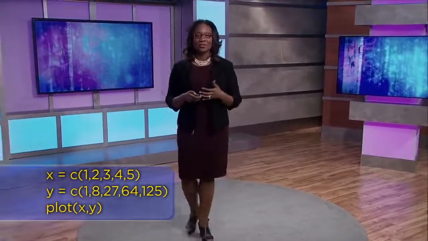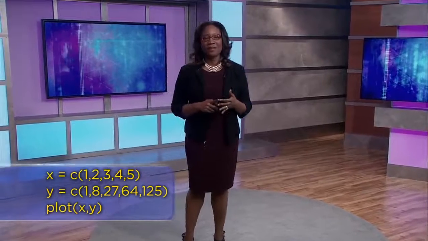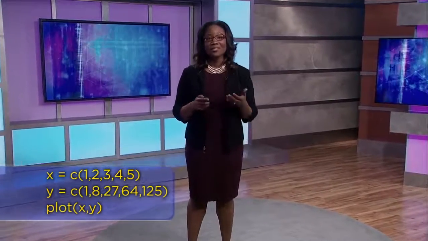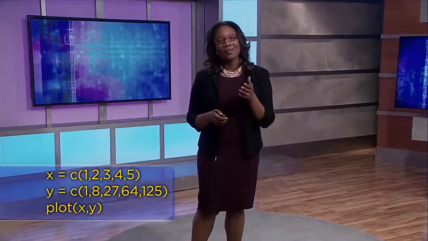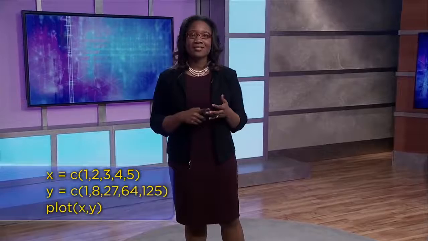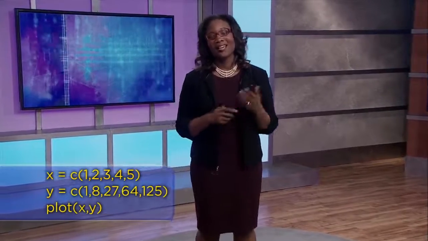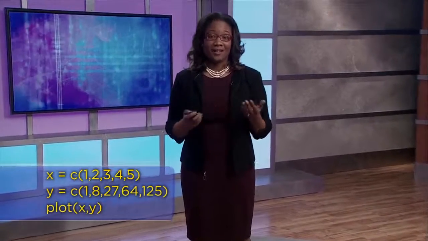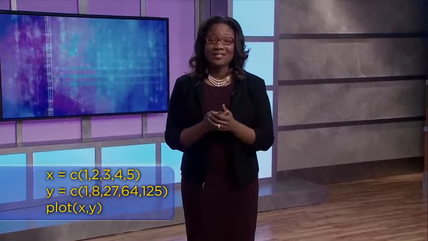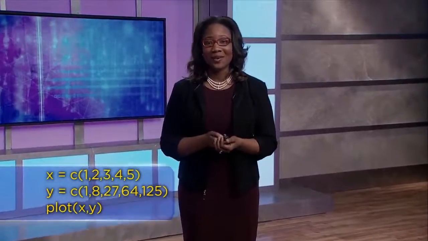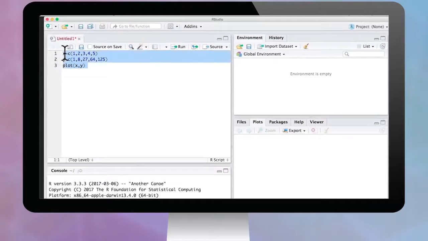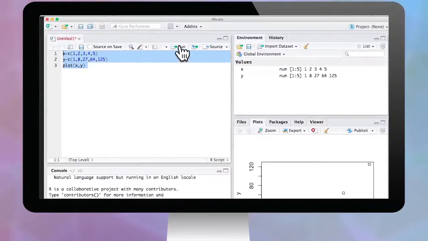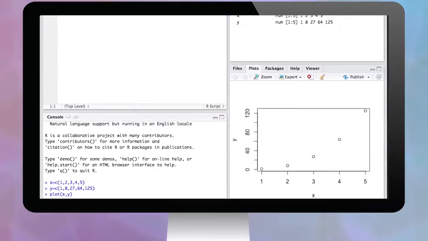Let's let x equal 1, 2, 3, 4, and 5. And notice here we're using the c function to combine those numbers into a set. Likewise, we're going to let y equal 1, 8, 27, 64, and 125. Using c again, we combine that into a set, and now we want to plot x and y. Here's our first plot in R, and how we get it is first highlight the script and then click the green run arrow. It should give you the following plot.